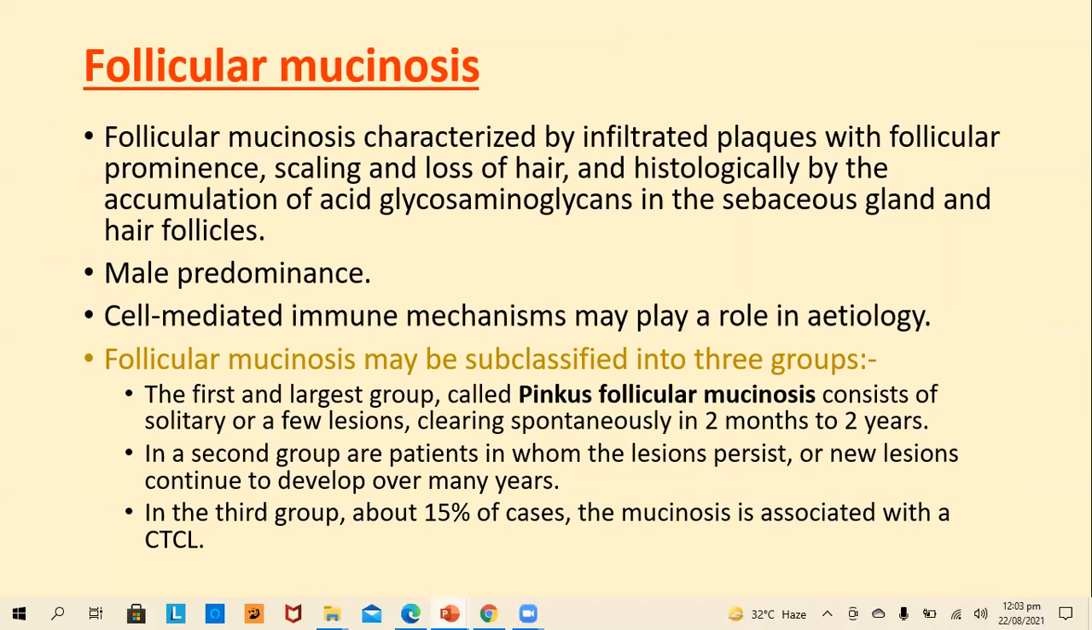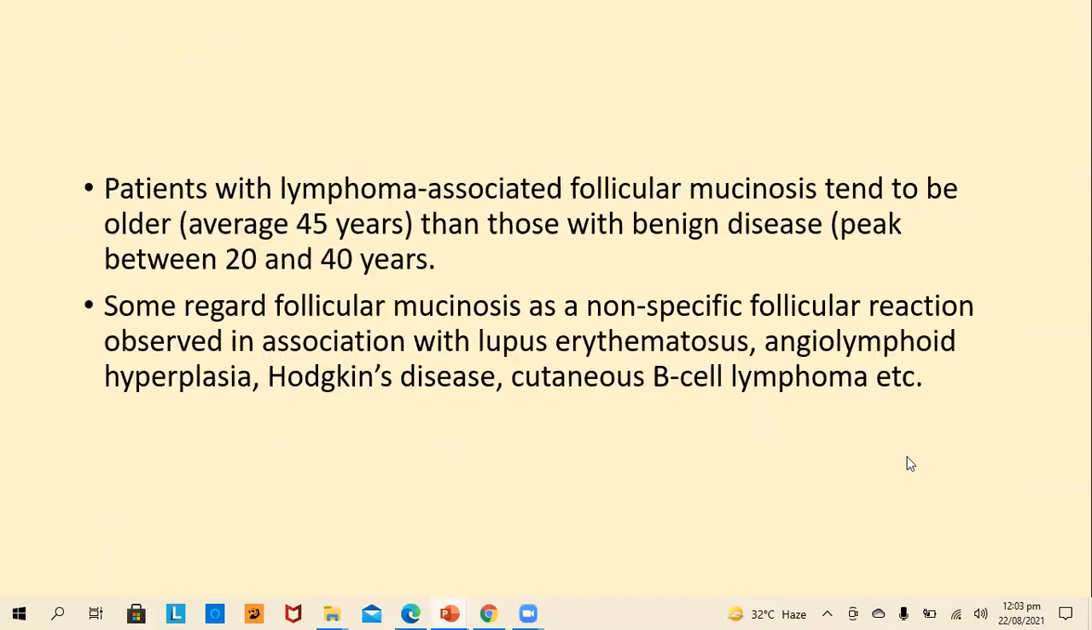Second group are patients whose lesions persist or new lesions continue to develop over many years. And third group is 15% of cases, and the mucinosis is associated with CTCL. Patients with lymphoma-associated follicular mucinosis tend to be older, more than 45 years, than those with benign disease, which peaks between 20 to 40 years.